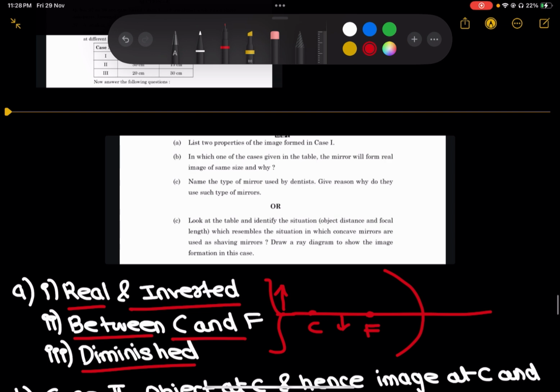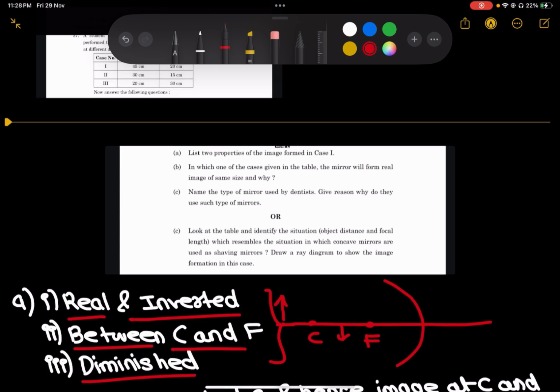Now second. In which one of the following cases given in the table will the mirror form real images of same size and why? When does the mirror form real images of the same size? There is only one case, the case where the object is kept at C. Here the object will be kept at C and then the image will also be formed at C. If you remember, it is the third case in concave mirror image formation. The image formed is of the same size as the object, but it is real and inverted.